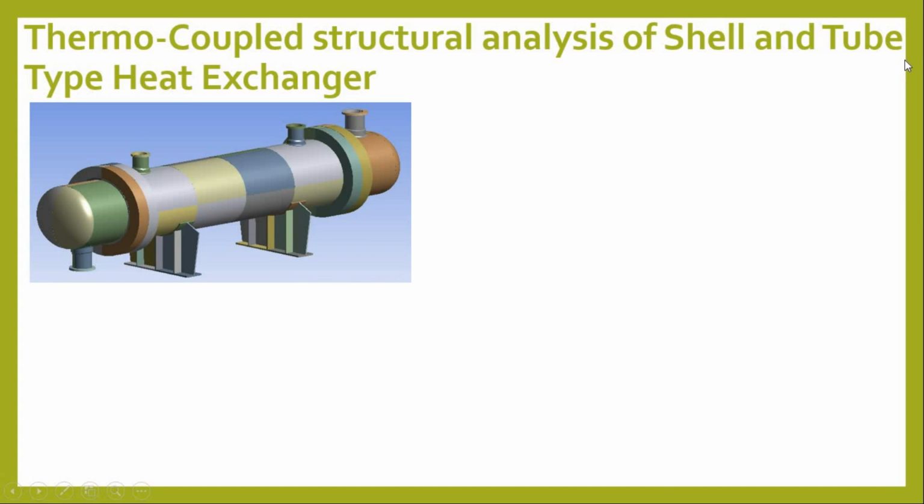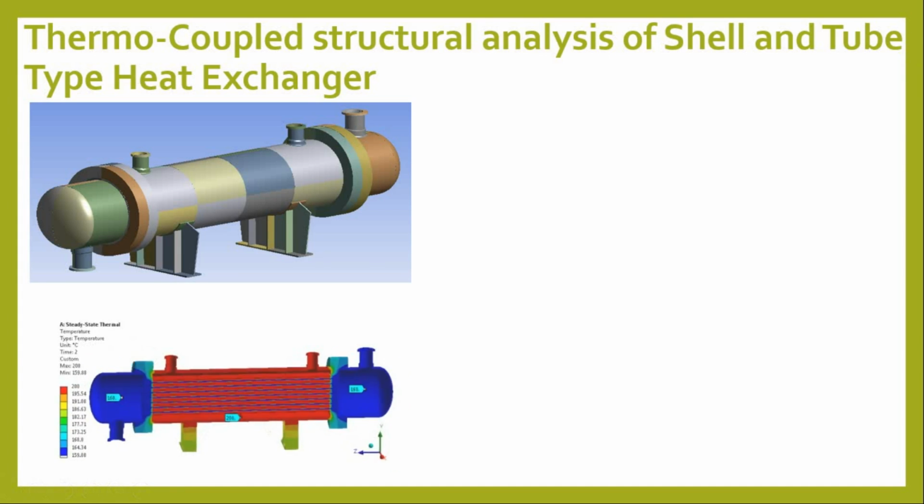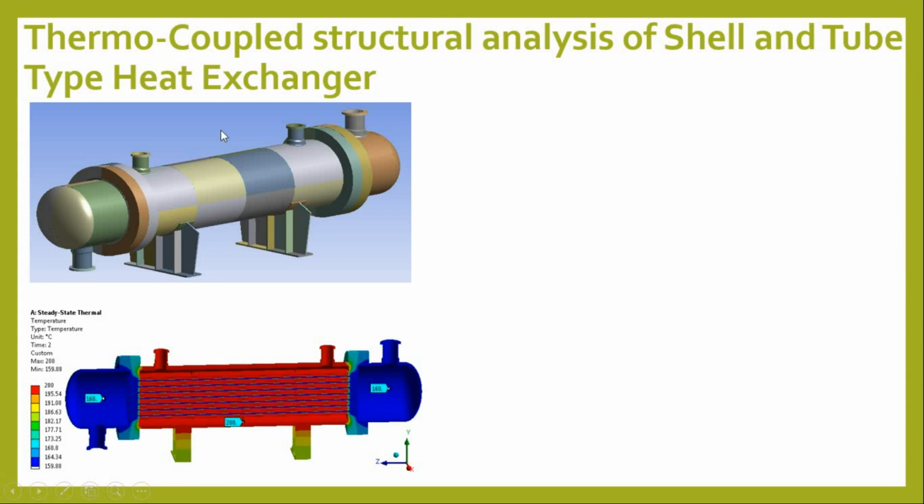This is your heat exchanger, called a shell and tube type heat exchanger. You can see that once we apply a temperature from the shell side and tube side, you get this kind of profile. This is the body temperature plot. Here the temperature varies from 200 degrees centigrade to 159 degrees centigrade. So 200 will be on the shell side, and here on the tube side. All of us know what the shell side and tube side are. Let me explain that.